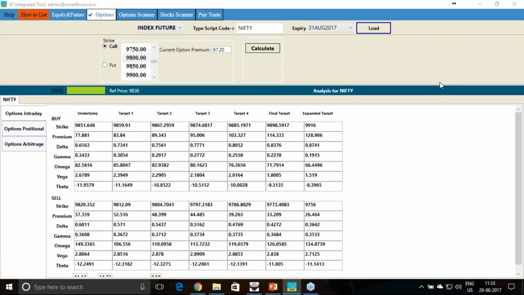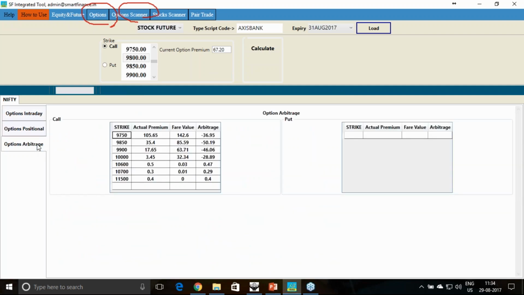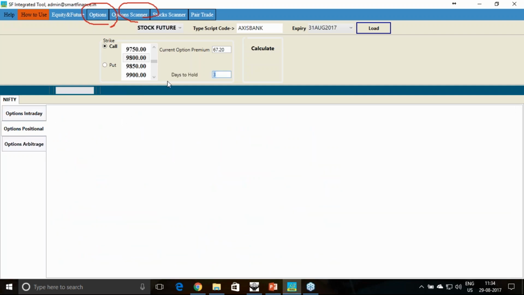In this presentation, I will teach you how you can do positional option trade using the Smart IT all-in-one tool. As you know, this tool has two interfaces: one is the option scanner, another is the options. Once you click on the options tab, you will get the intraday option, positional option, and option arbitrage. These three features you will be getting.